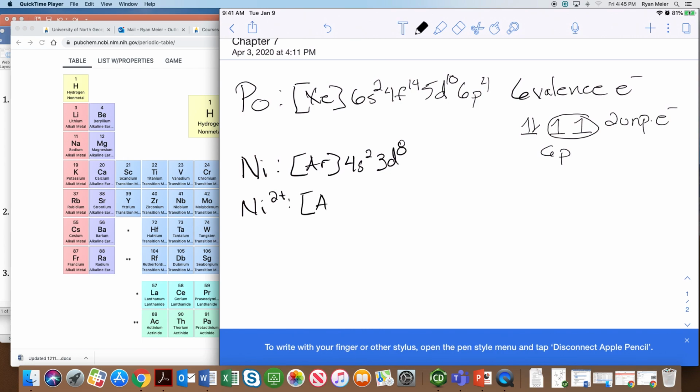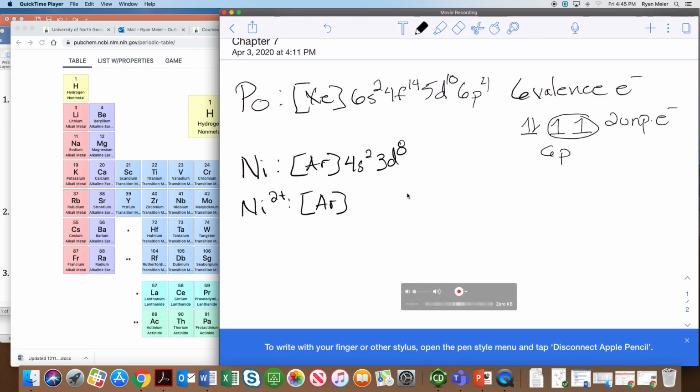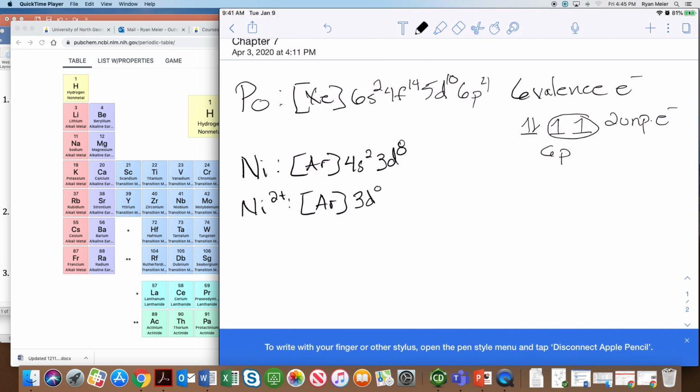we're still going to have that argon core, but think about which 2 electrons come off first. We said last time the electrons that come off first are the ones with the highest principal energy level. So in this case, 4 is bigger than 3, so these 2 4s electrons are going to be the ones that come off, and what we'll be left with is 3d8 for the electron configuration of nickel 2+.